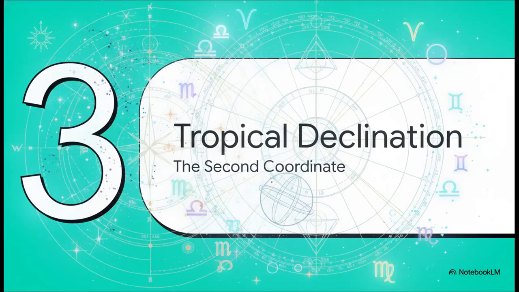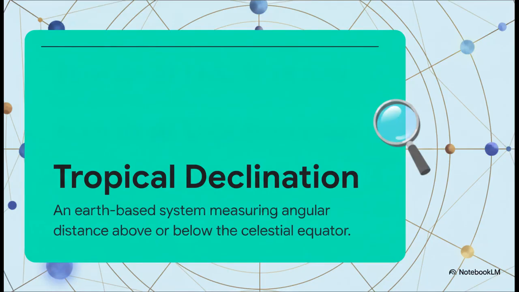Okay, let's add that second layer in part 3, coordinate 2, tropical declination. If you really want to grasp the tropical system, you have to realize that it has nothing to do with the actual backdrop of the constellations in space. Actually, scratch that. It's purely an Earth-based system used for a quick overview of planetary declination. Basically, it measures the angular distance of a planetary body either above or below the Earth's celestial equator. It's the vertical piece of the puzzle.